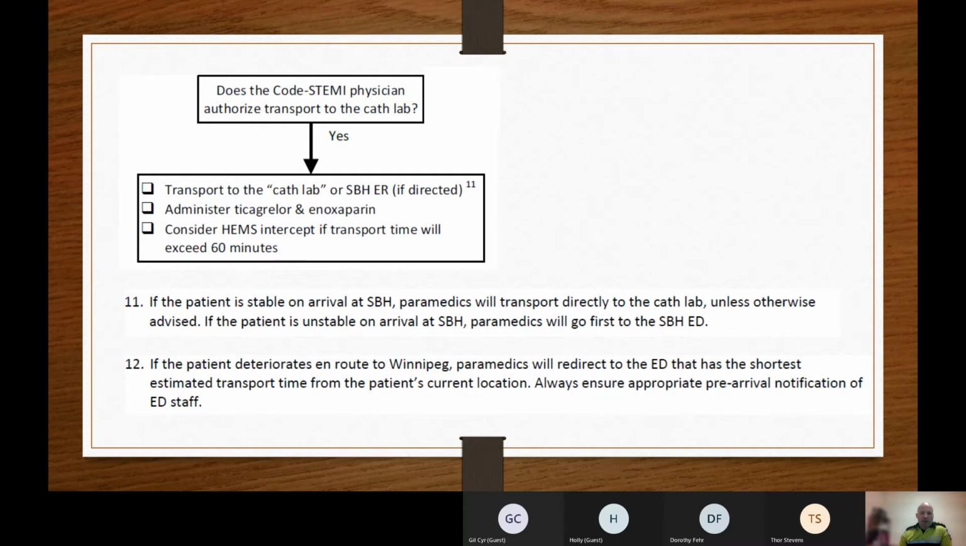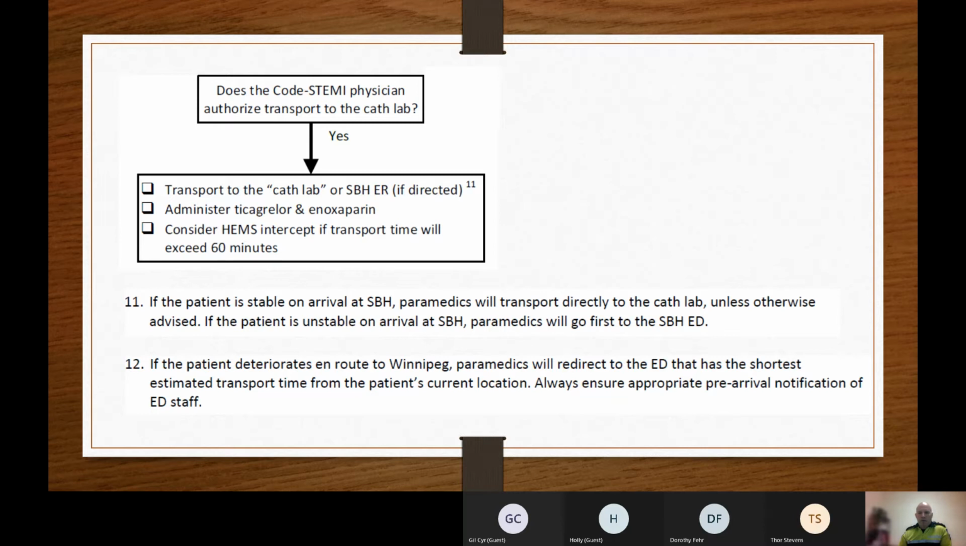If the patient is stable upon arrival at St. Boniface Hospital, you can go to the cath lab if they're expecting you. Personally, I don't know what everybody else does, but I usually radio the ER anyways and let them know we're going to be there in like 10-15 minutes so they can notify the cath lab so they can prepare for us being there. Also, it's nice if security knows, because then they can make sure the doors are open, especially if we go at night and everything's locked down.